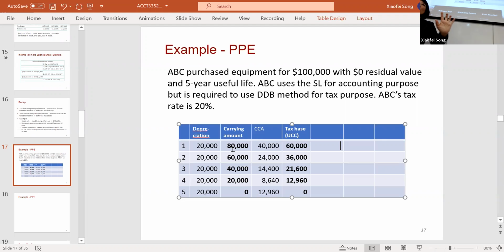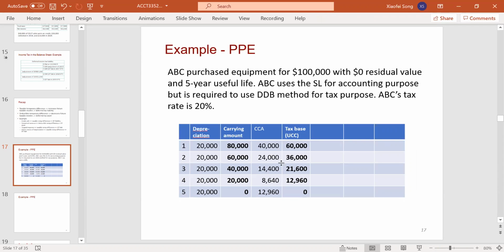So everything else being equal, come to PPE. For accounting purposes in the future, all years together, you have 80,000 to deduct. For tax purposes, you have 60,000 to deduct. So to convert future accounting income, we need to add or subtract.